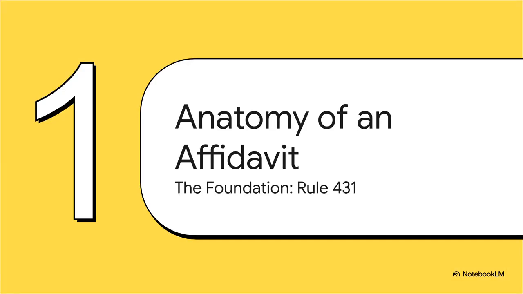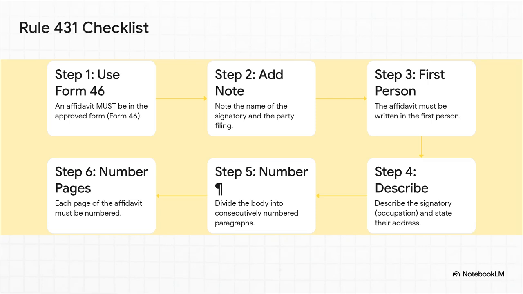Okay, let's start at the very beginning, the foundation, Rule 431 of the UCPR. I want you to think of this rule as the architectural blueprint for your affidavit. Every single one has to follow this structure. Getting these little details right from the get-go is what stops your document from being picked apart on a technicality later. Right, let's get into the nitty-gritty of Rule 431.